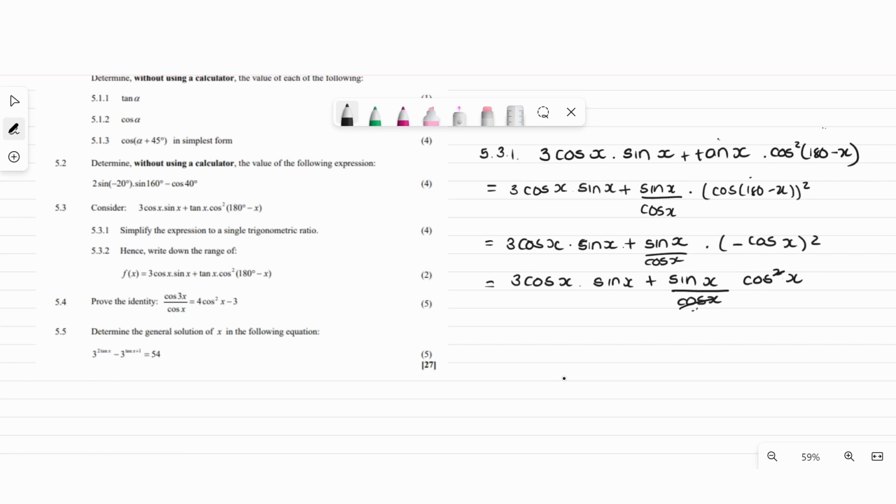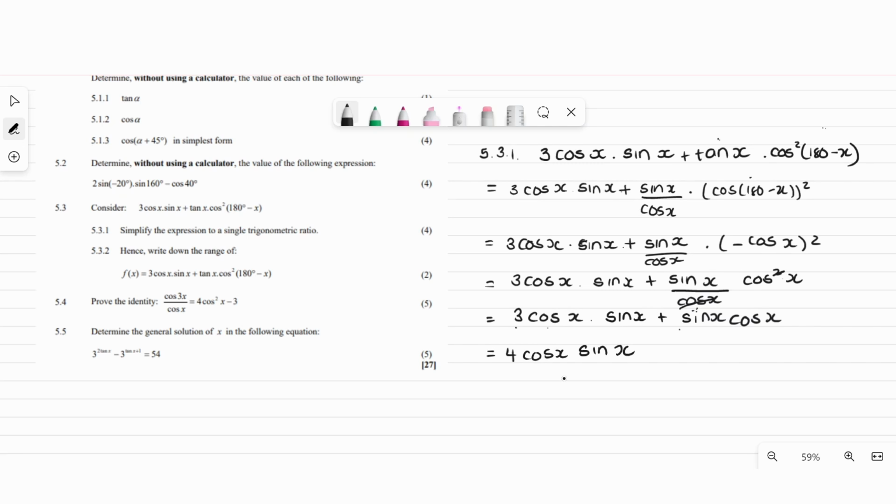So now let me write it down, simplifying it. What do we see? We have cos x and sine x, and same thing, cos x and sine x. Here is 3 of them and here is 1. So 3 plus 1 is going to give you 4 cos x sine x. So they said we need to simplify it.